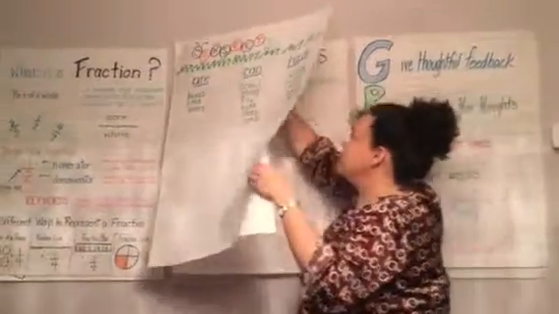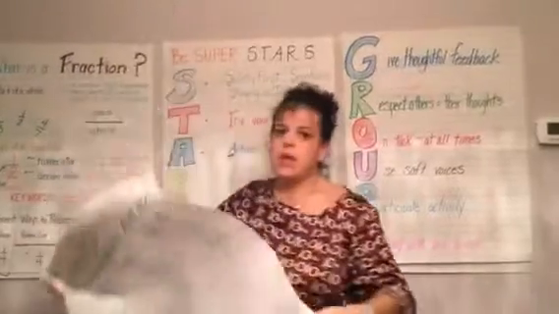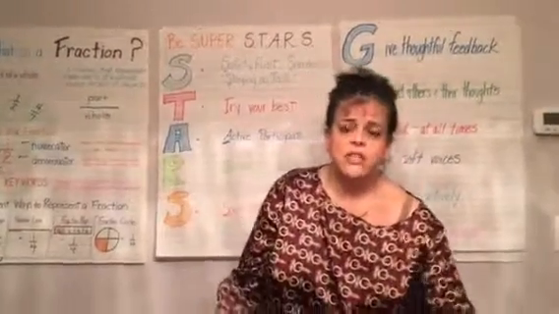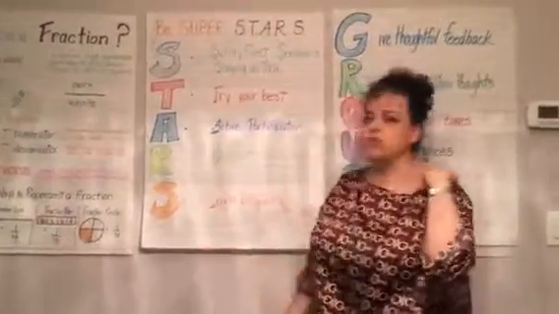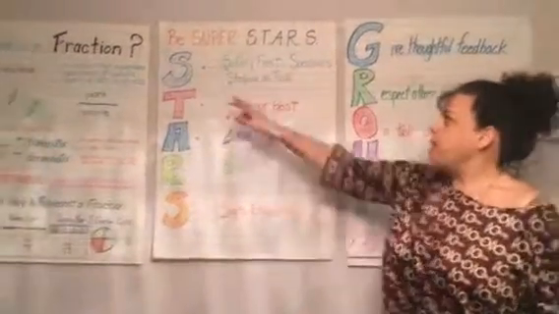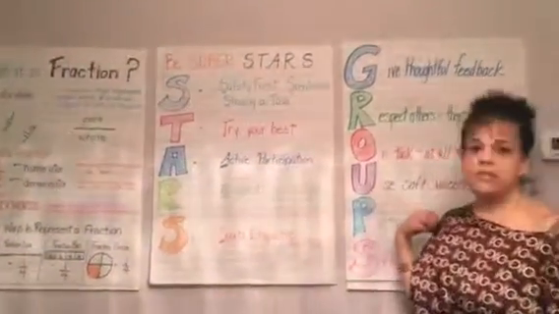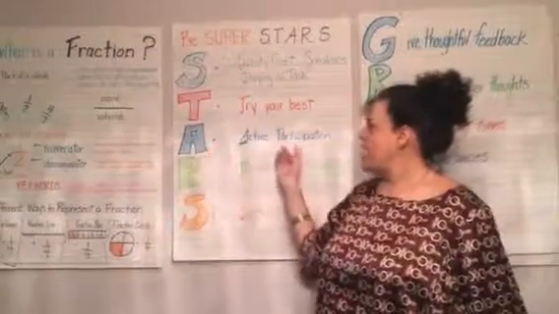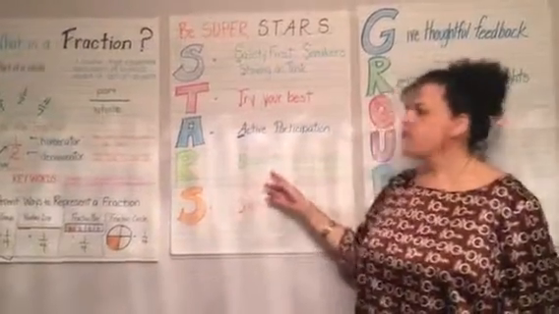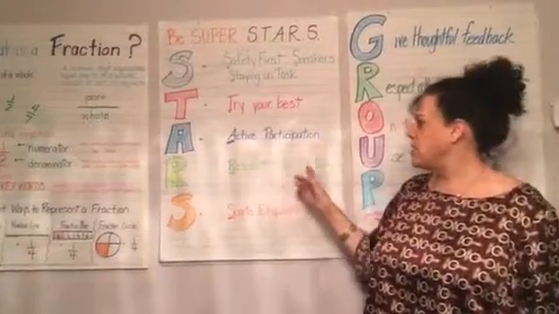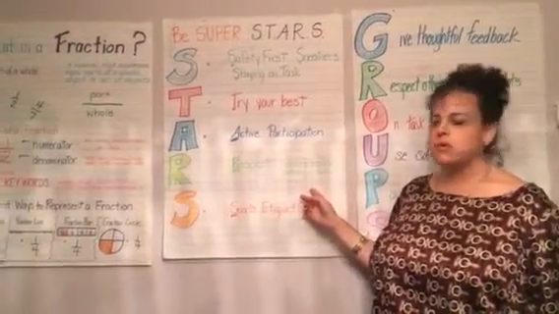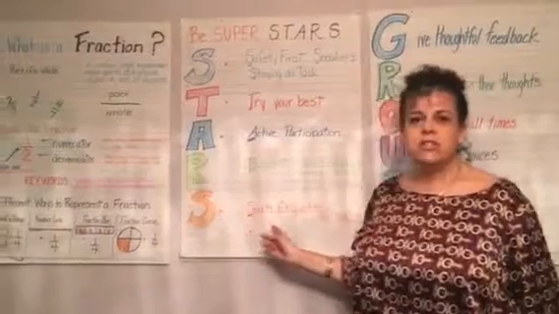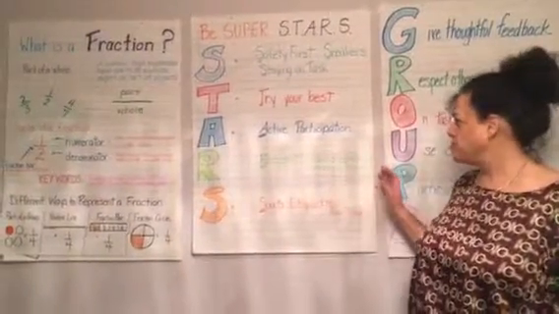How about even using an anchor chart in physical education, in the gymnasium? You can encourage your students to be superstars. S for safety first, sneakers and staying on task. T for trying your best. A for active participation. R for respect, respecting peers, the equipment, and people's personal space. S for sports etiquette, fair play.